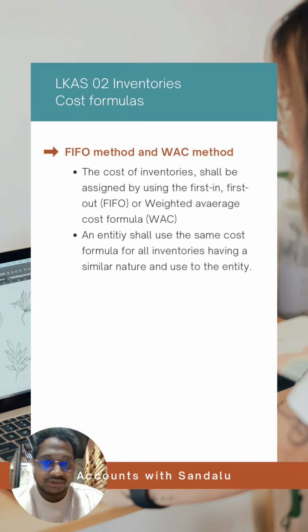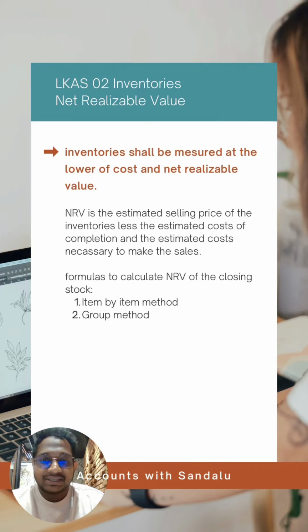There are only two cost formulas mentioned in LKAS 2 inventories, and those are FIFO method and MAC method. So you should know how to prepare the store ledger based on FIFO method and MAC method, right? The other important fact is net realizable value. So you should measure inventories at the lower value comparing cost and the NRV.